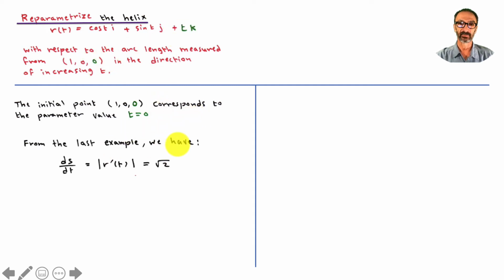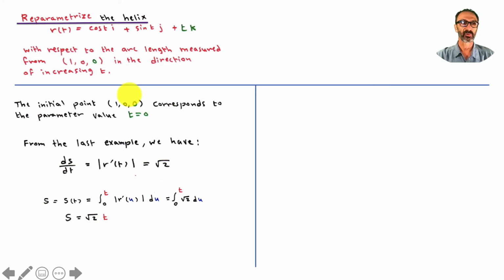From the last example, a few slides ago, we found for the same problem, ds dt is the magnitude of r prime, which is the square root of 2. So s is s of t, the main variable is t, and u is the dummy variable. Now integrate this. That's going to be square root of 2 times u, and you substitute t and 0 and subtract. You end up with square root of 2 t.